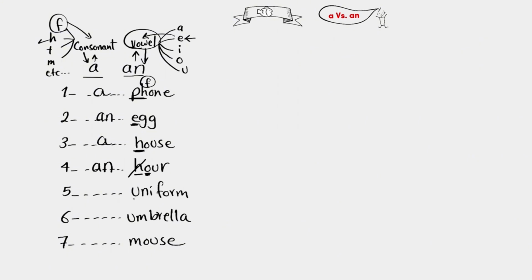Uniform, another tricky word. It starts with a vowel letter, U, but not a vowel sound. It sounds like Y in you and Y in year. So it's a consonant sound, not a vowel sound. We normally say a uniform. Umbrella. This one starts with a vowel sound, so an umbrella.